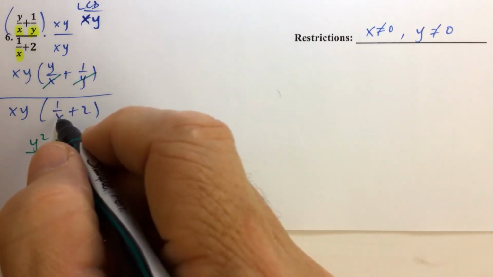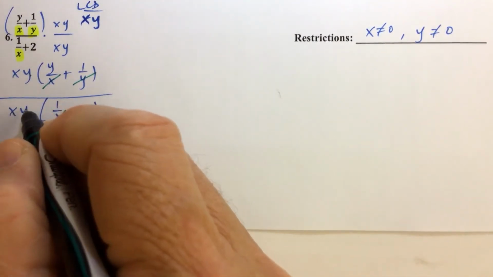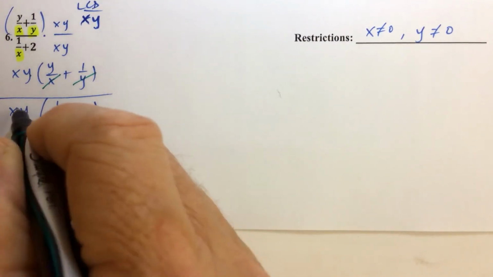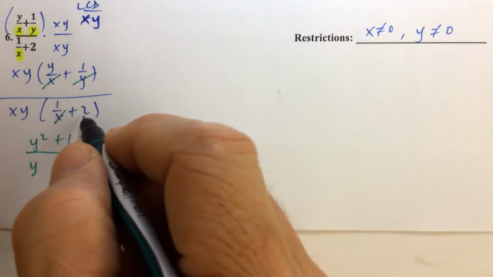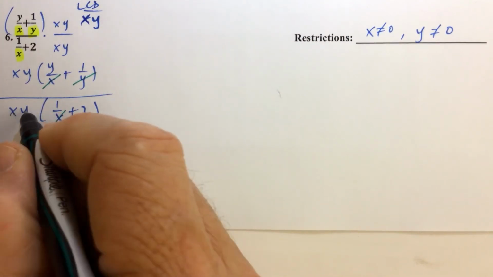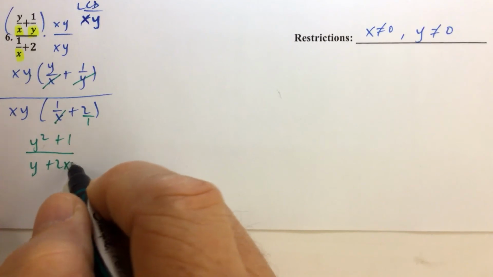This y is going to cancel with that y, so we're going to get an x times a 1. And then down here, we have this x canceling with that x, which leaves us with this y times a 1. And then xy times 2, this 2 over 1, so nothing cancels there, so we just get this entire xy times 2, plus 2xy.